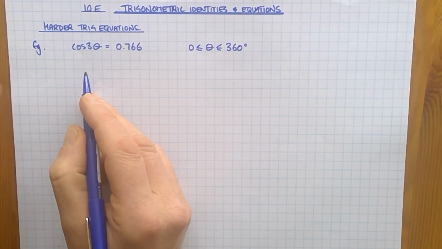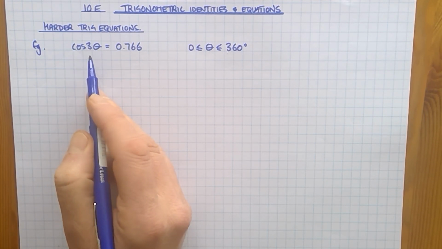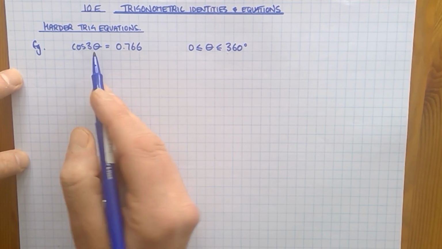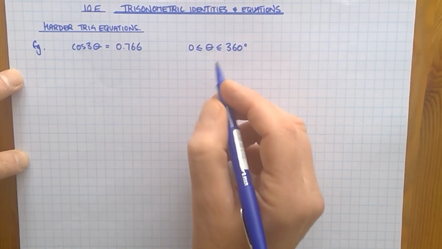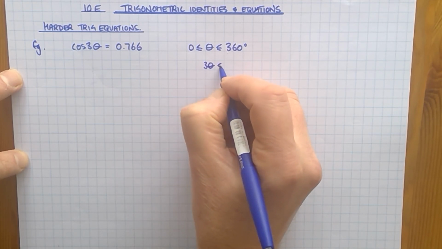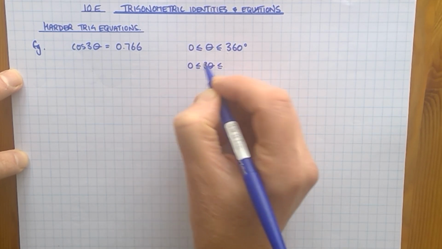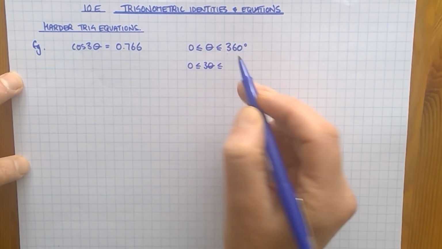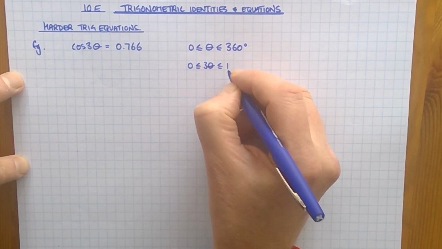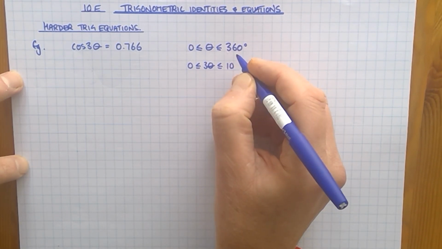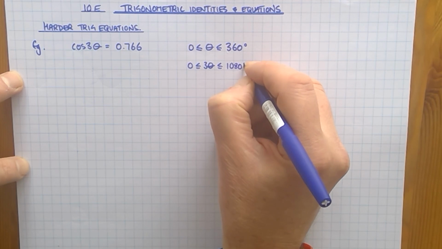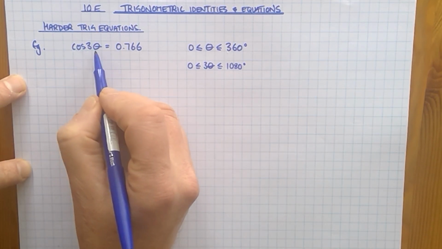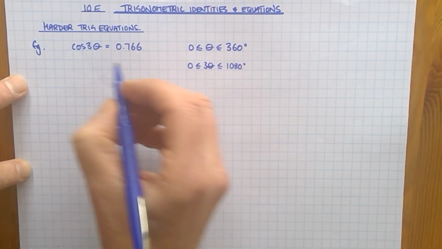The first thing we're going to do is find out what values 3 theta could take. Now if theta is anything between 0 and 360, then 3 theta can be anything between 0 and 3 times 360, which is 1080. So 3 theta, this angle here, can be anything between 0 and 1080.